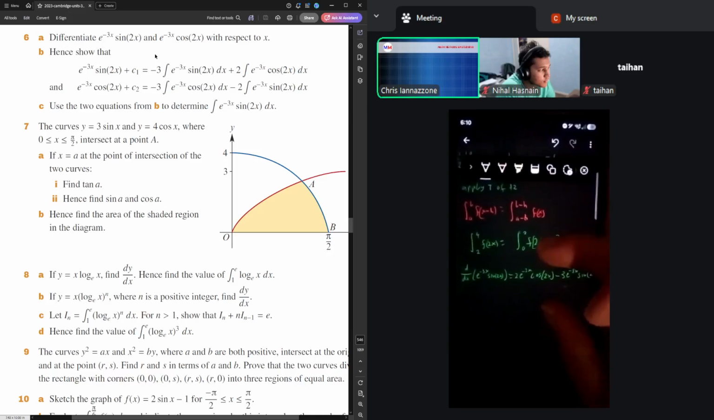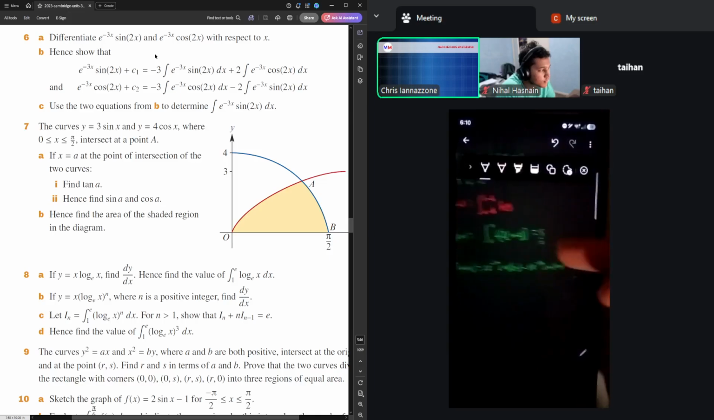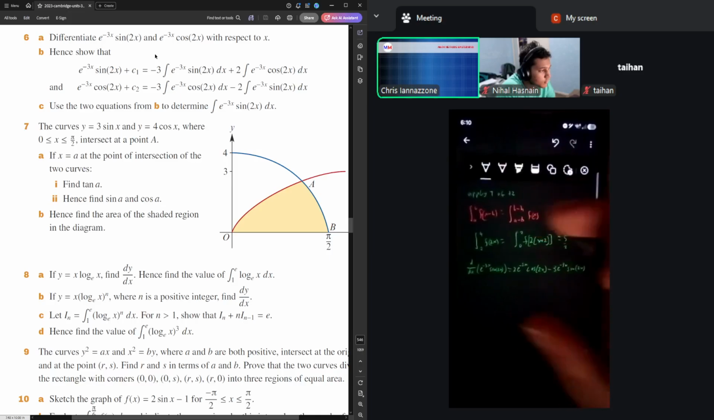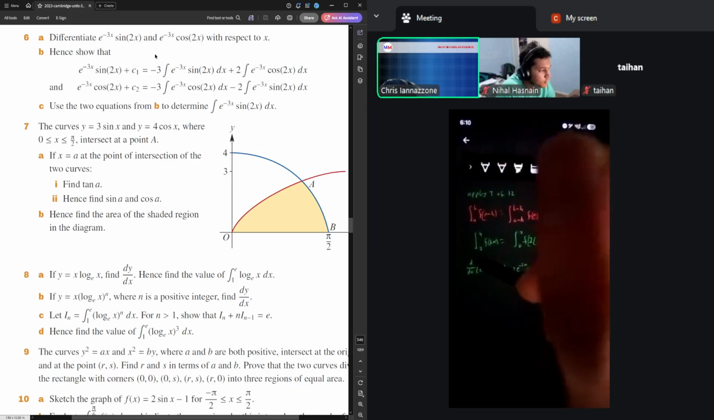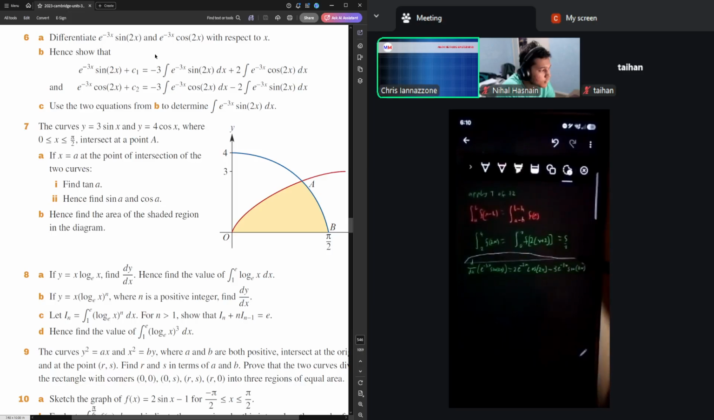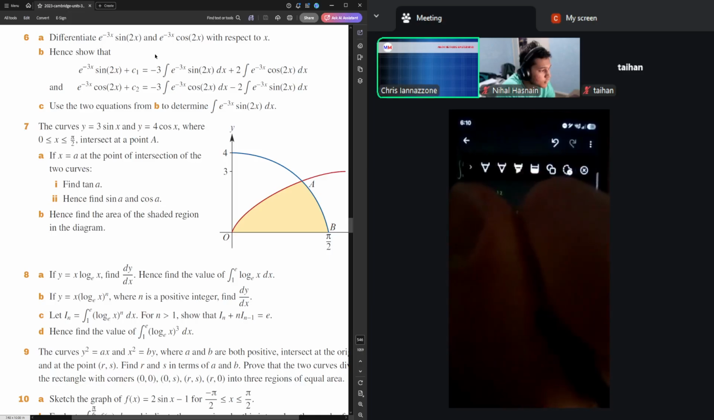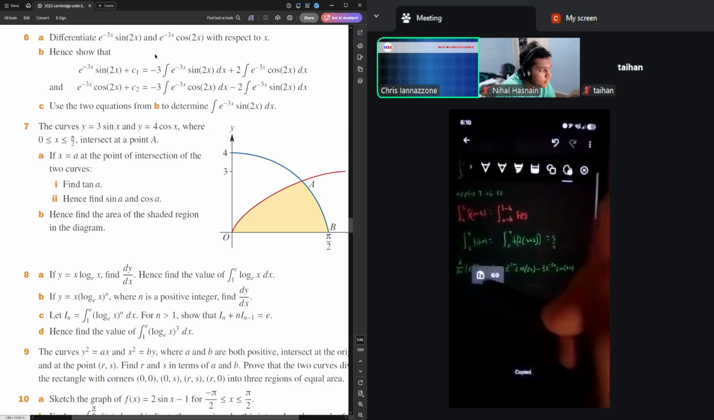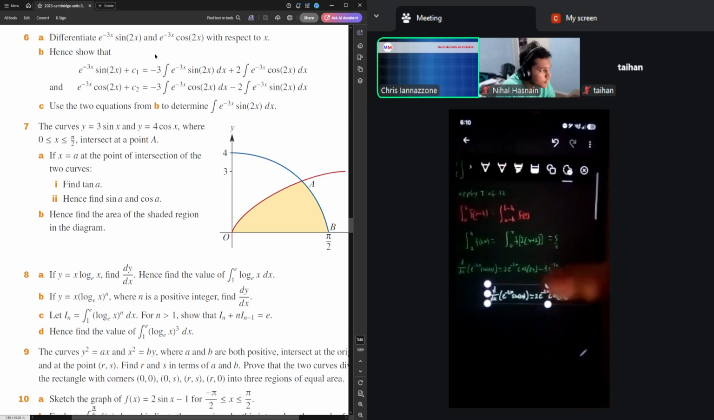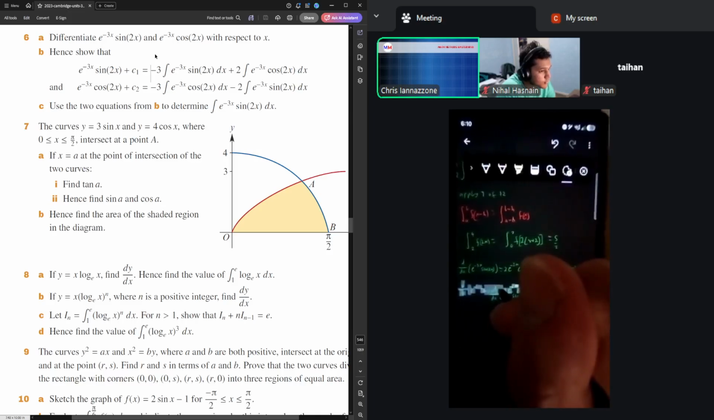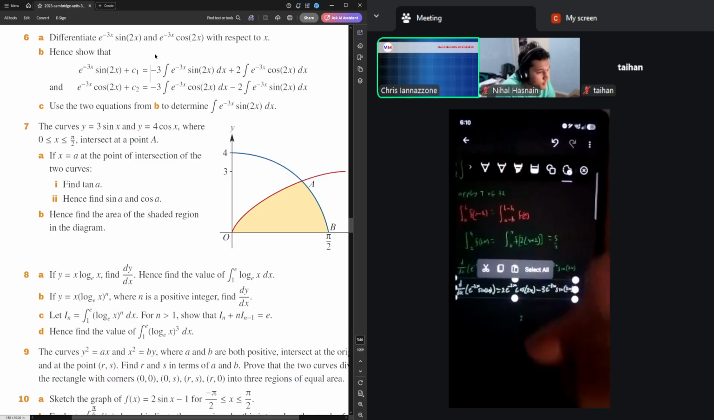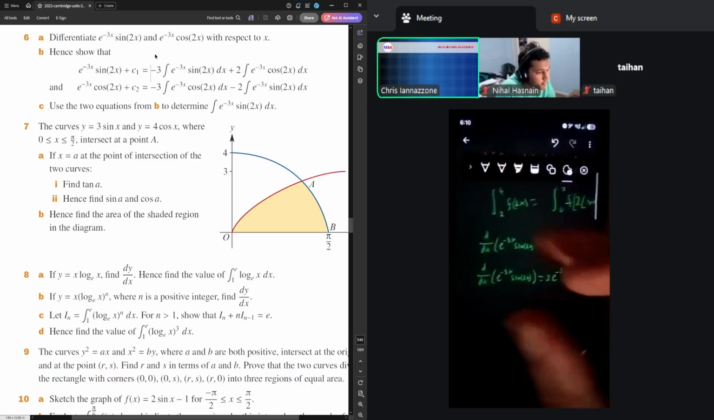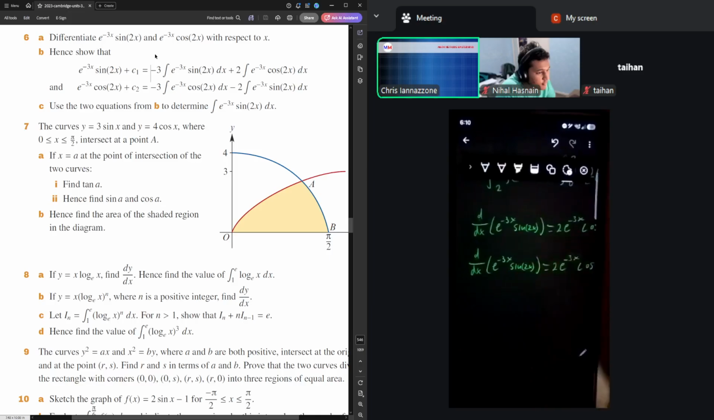Now, I think I can just copy paste this. And then just change the bits that need to be changed. Oh, okay, good. Yes! Saving time. Cool, okay. What needs to be changed? The sine needs to become a cos.